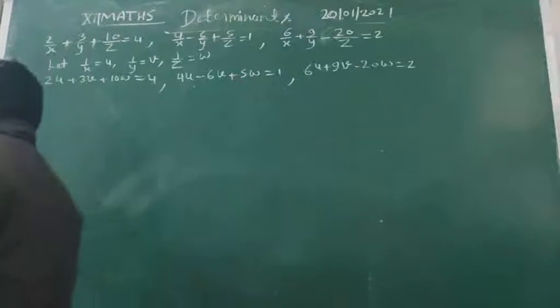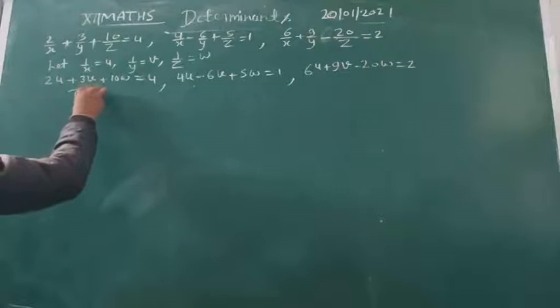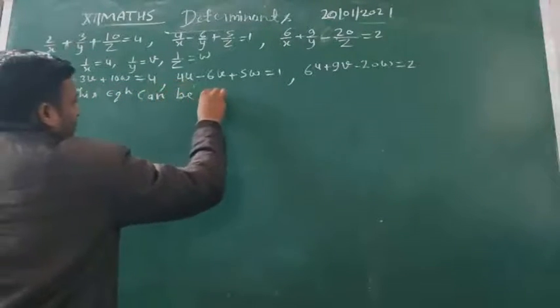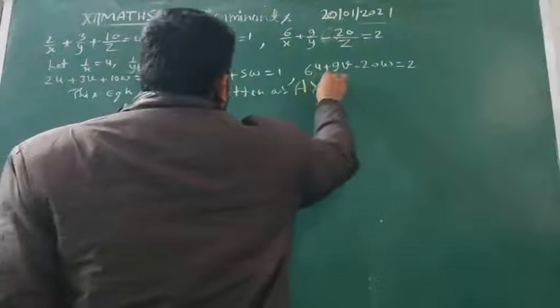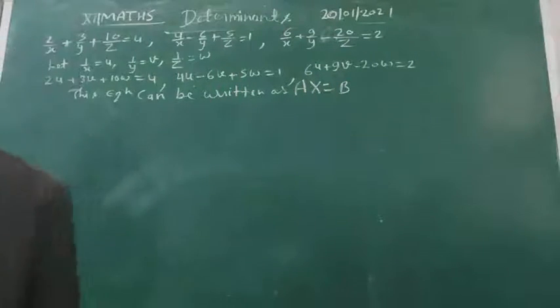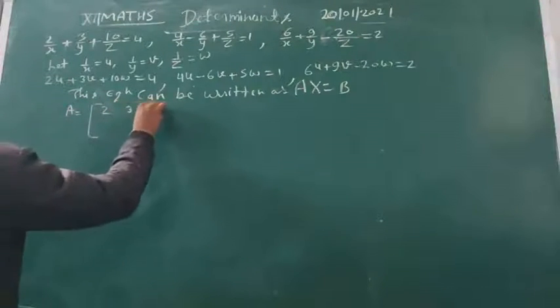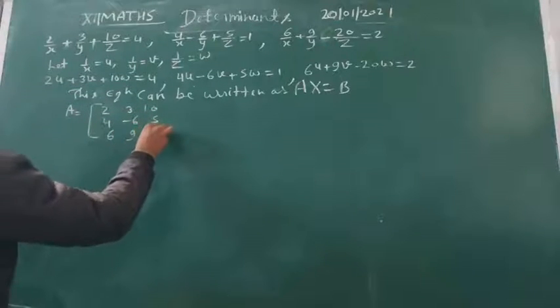These are the three equations, student, which we have to solve and find the values of x, y, z. Okay, this is our question. Now, student, this equation can be written as AX = B, where A is the matrix with rows 2, 3, 10; 4, -6, 5; 6, 9, -20.